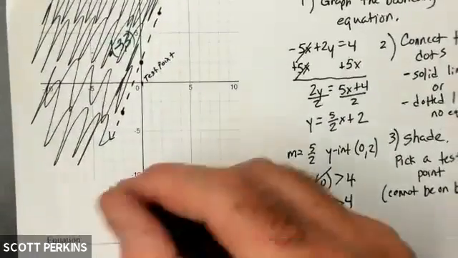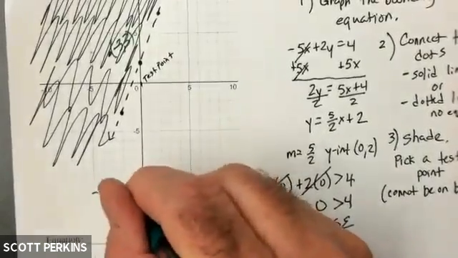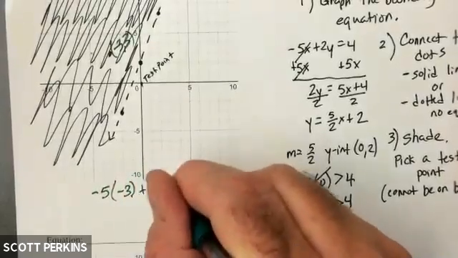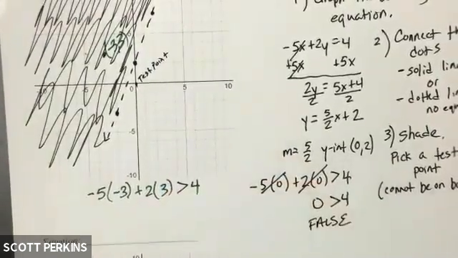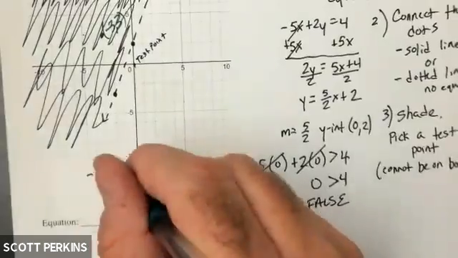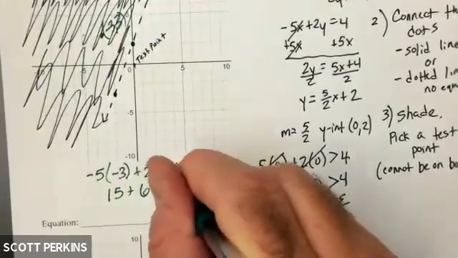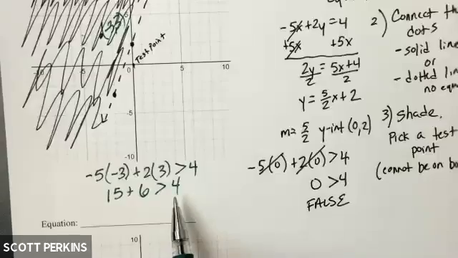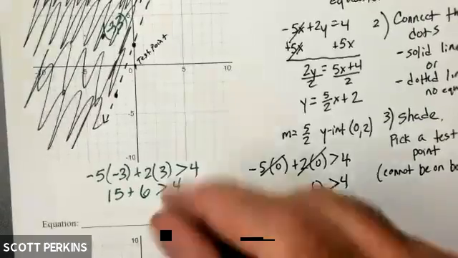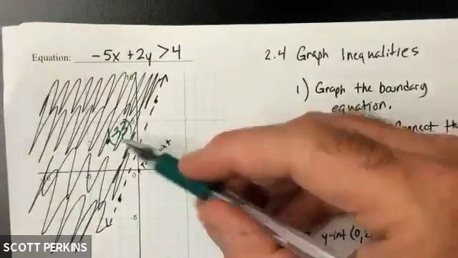So x is -3, y is 3. So I got -5 times -3 plus 2 times 3. That was my ordered pair, -3, 3. I want to know, is that greater than 4? -5 times -3 is 15. 2 times 3 is 6. What's 15 plus 6? Is that bigger than 4? Yeah, that's true. Well, that's why we shaded that side. That's where the trues are.